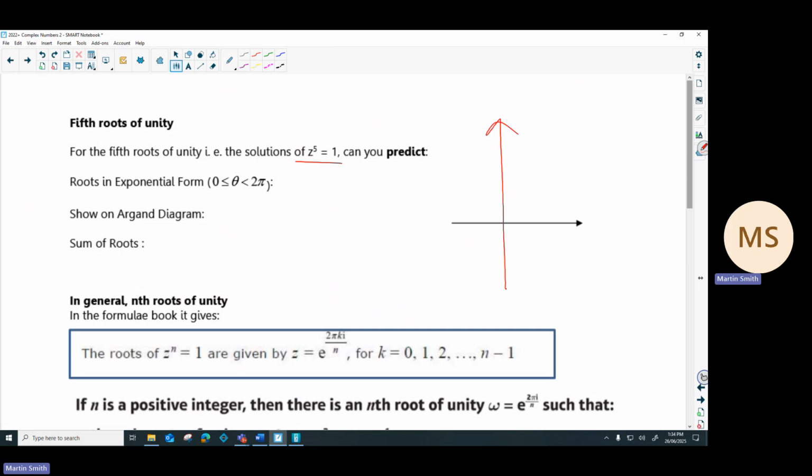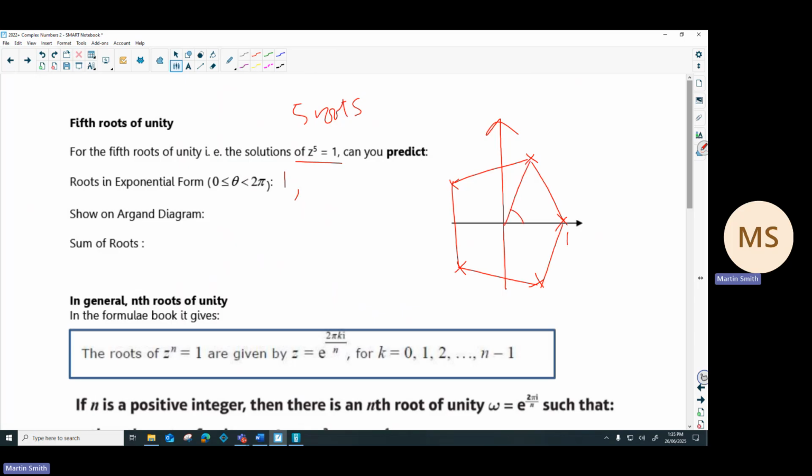So I'm going to do these in this order. I'm going to show them on an Argand diagram. I'm going to do the sum of the roots. The first thing you should predict is z to the 5 equals 1 will have 5 roots, and one of the roots will be the complex number 1. The other roots will be equally distributed around the Argand diagram. They will all have a modulus of 1, but their arguments will vary. They will form an equilateral pentagon around the Argand diagram.